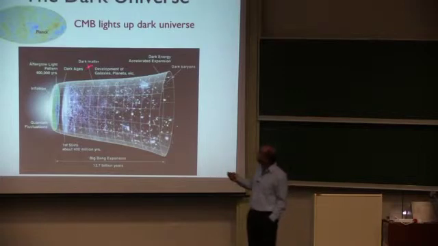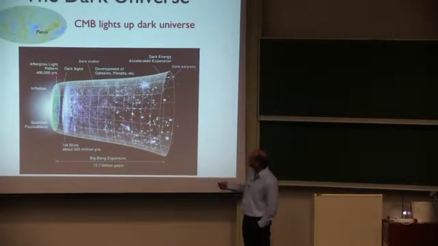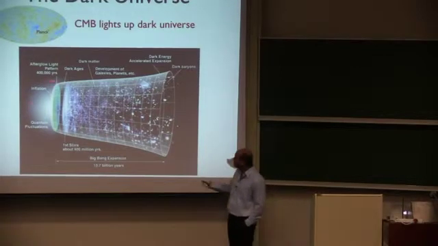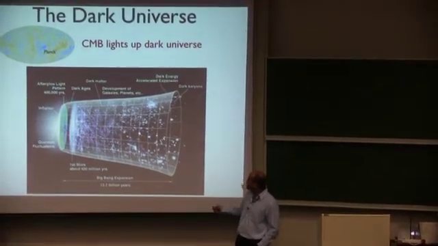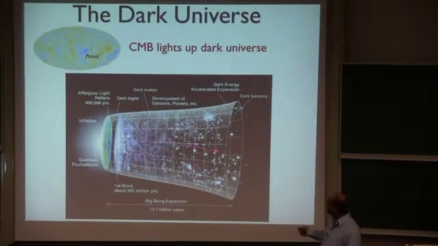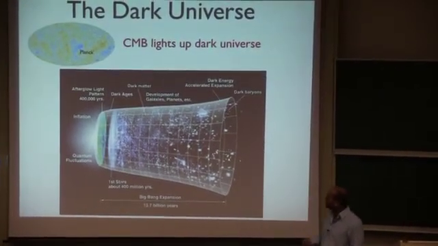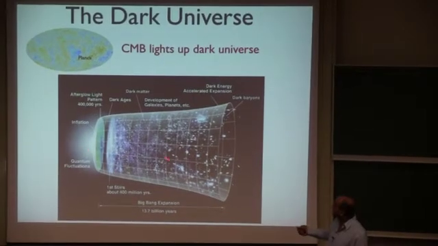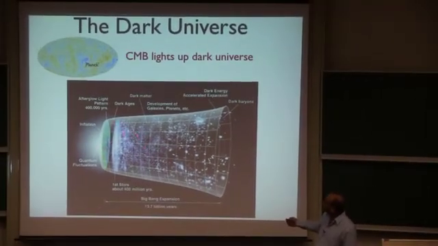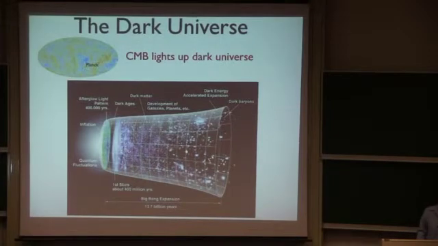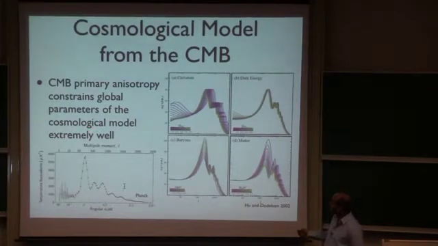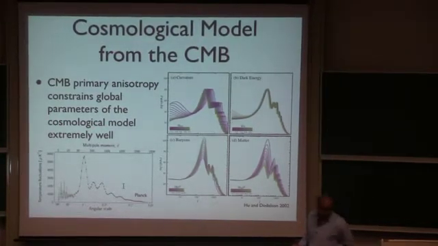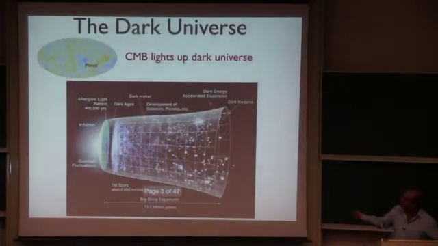And the idea is that the CMB lights up this dark universe. So, while we've learned a lot from the microwave background about the global properties of the universe and the early universe itself, we can use the microwave background as a backlight to basically light up the intervening matter. And to do that, you need to go to small angular scales. And in doing so, you have interaction of the microwave photons with the intervening matter, either through scattering or gravitational processes. Okay, so the microwave background has kind of set the cosmological model. It constrains the global parameters extremely well.